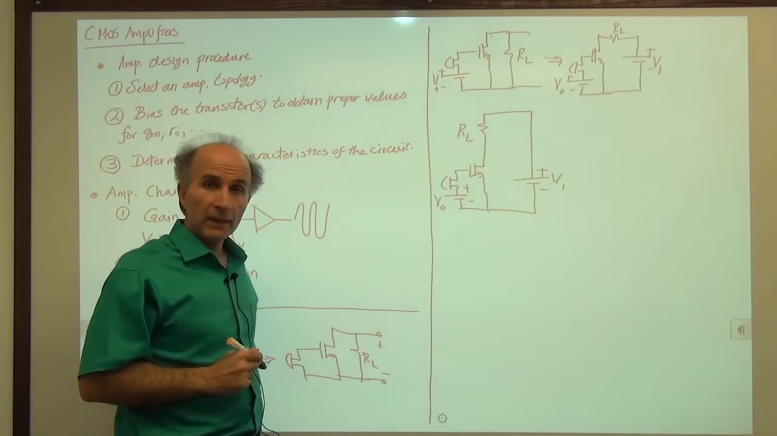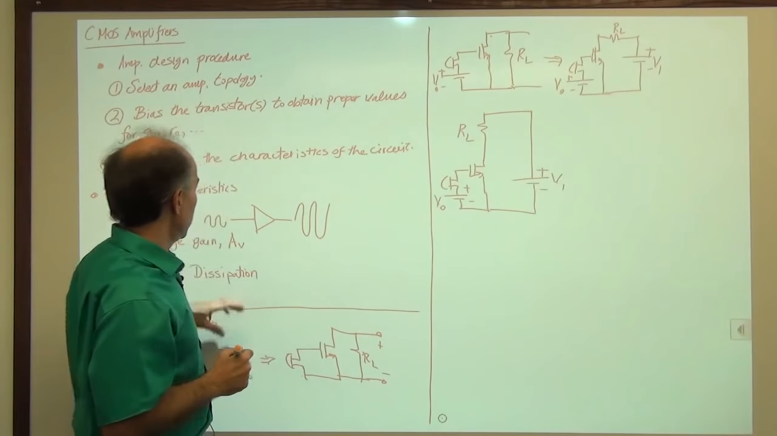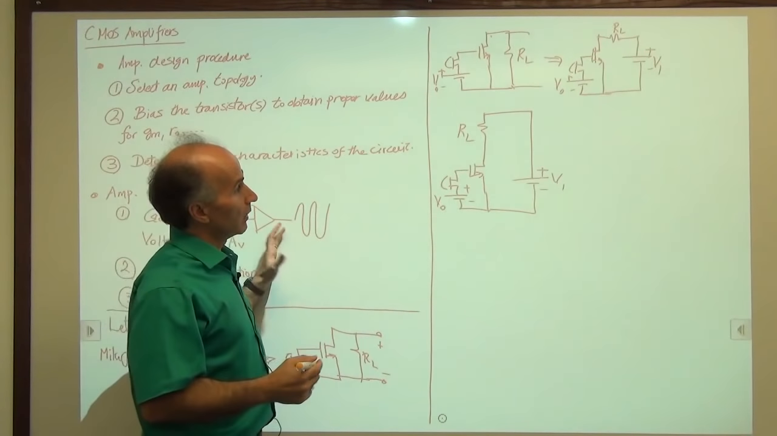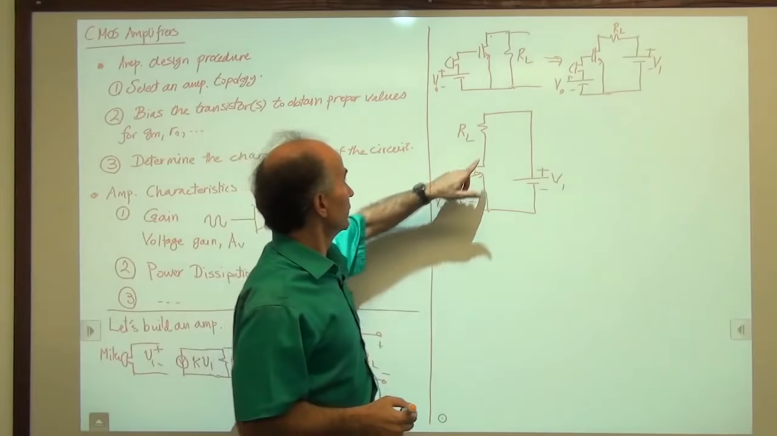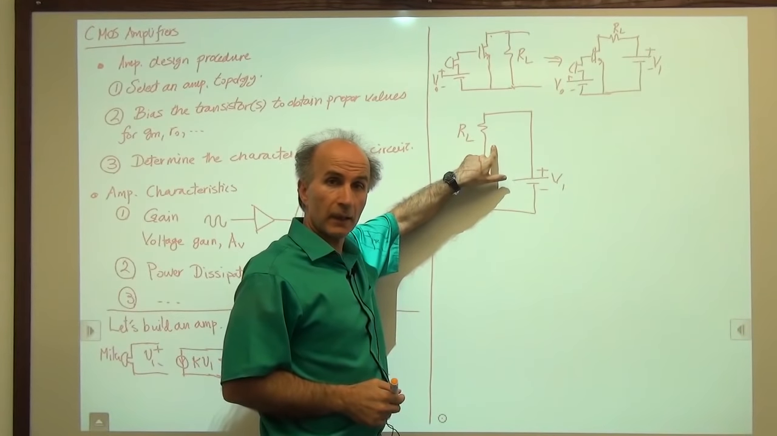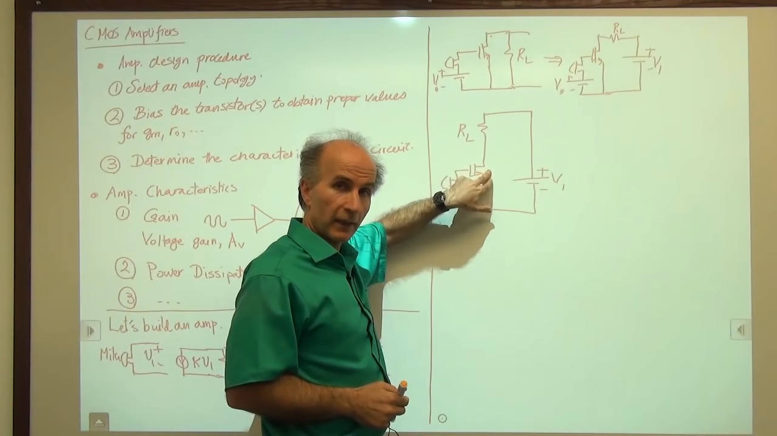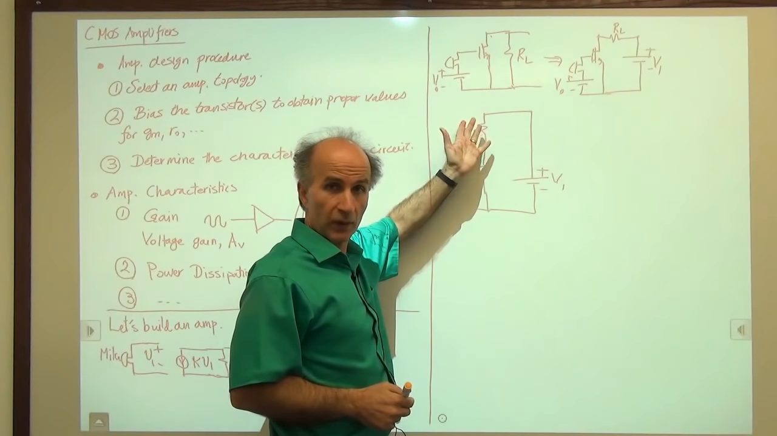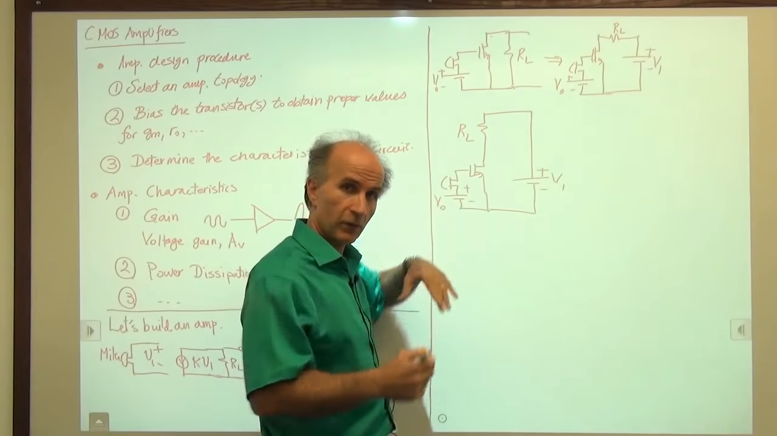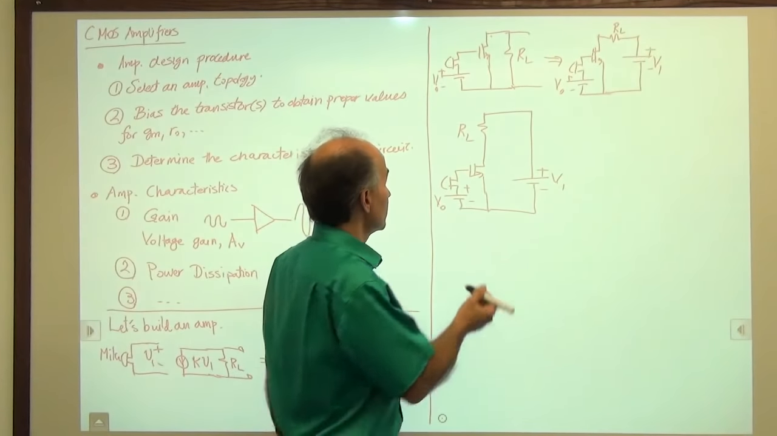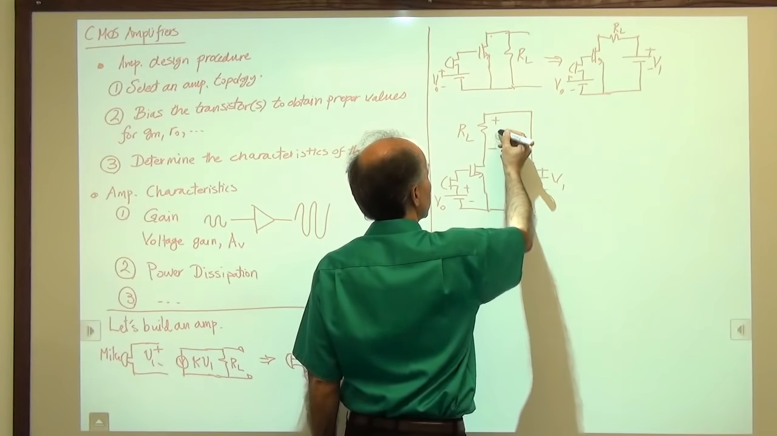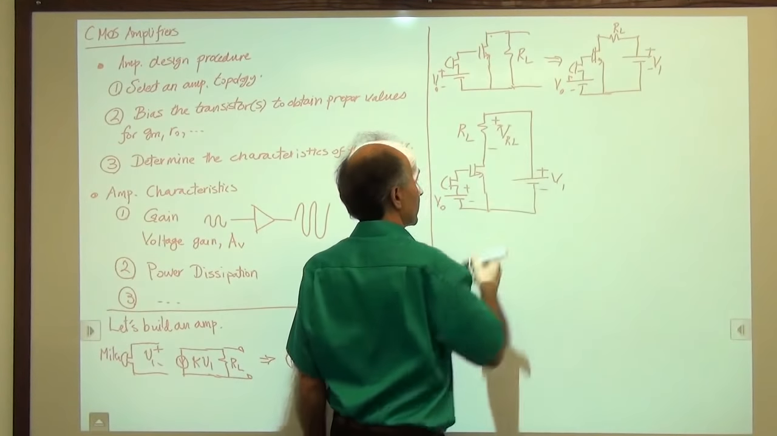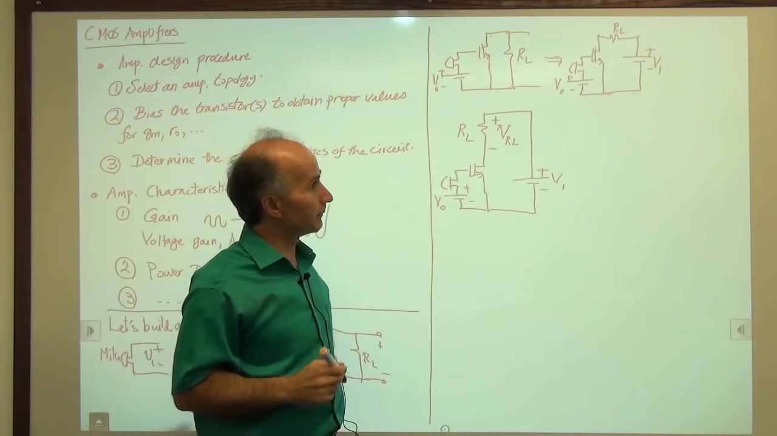Well, so where is the output voltage anyway? Remember that here we had an input voltage and an output voltage, right? So where's the output voltage? Well, you might say the output voltage is right here across this resistor. We took the current and converted it back to voltage by running it through a resistor. The resistor can convert a current to a voltage. Sure, let's look at that for the moment. So we will call this VRL, the voltage across RL, and see what happens.